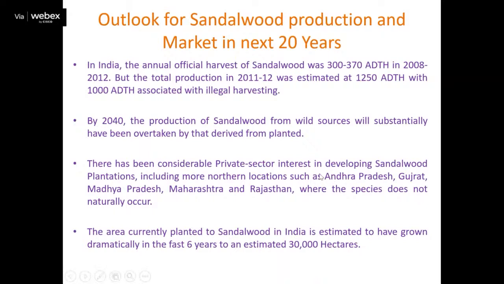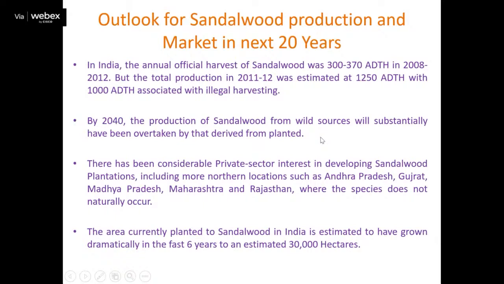In India, the annual official harvest of sandalwood was 300 to 370 air-dried tonnes of hardwood in 2008 to 12. But the total production in 2011 to 12 was estimated at 1,250 air-dried tonnes of hardwood, with 1,000 air-dried tonnes associated with illegal harvesting. Because nowadays, the sandalwood is majorly harvested illegally because of smuggling activities. Hence, we are not getting a clear picture of what quantity of wood is harvested.